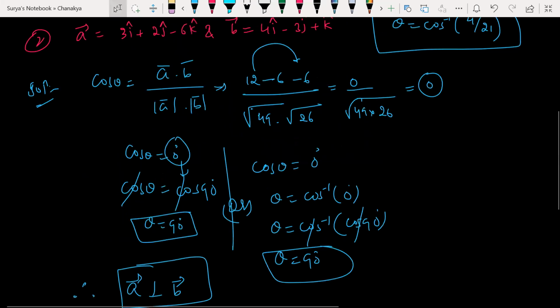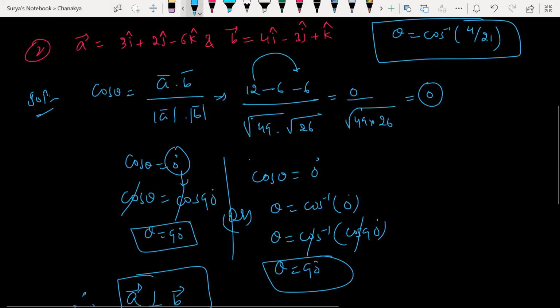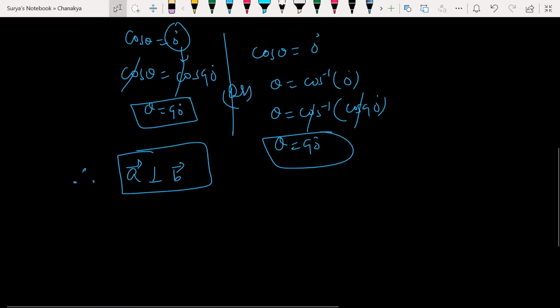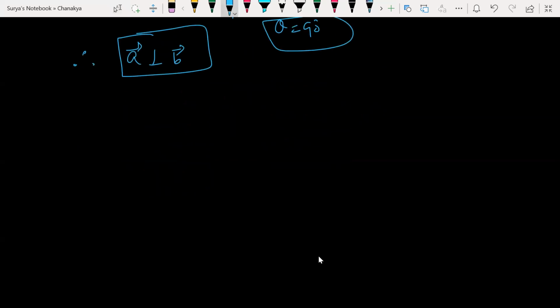All right. So what kind of vectors are these? Vector A and vector B are what? The angle is 90 degrees, and they are perpendicular to each other. I mean, theta, the angle, is 90 degrees. Since the angle is 90, they are perpendicular to each other. Hope it is clear. Now I'm just going to write a few important notes.